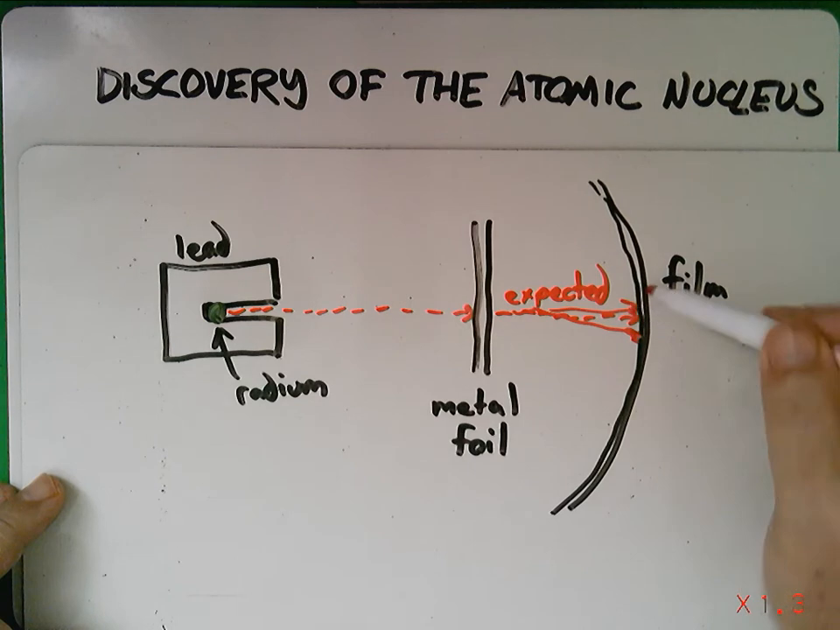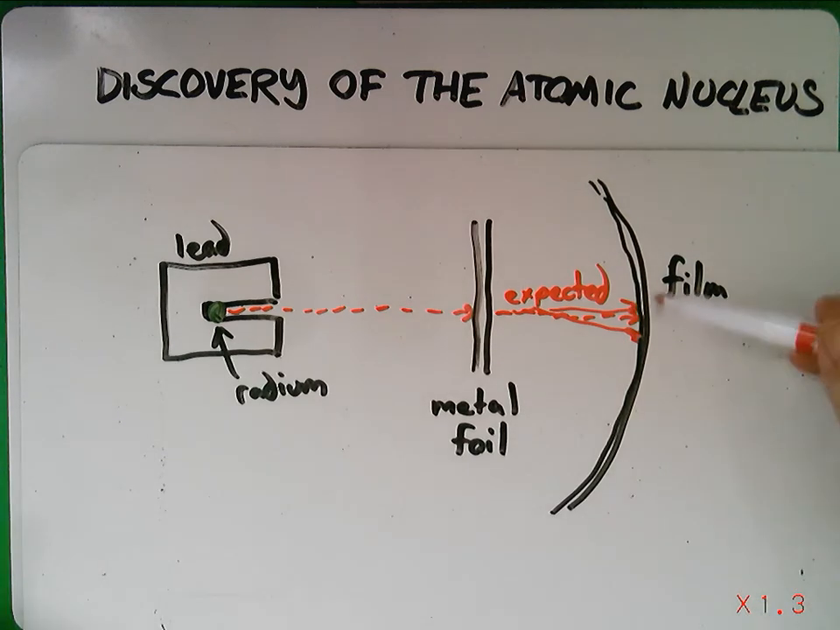And from how much the alpha particle impacts fanned out, he was hoping to figure out something about how concentrated the positive charge was going to be. So that's what he expected. What he got was a different story. Here's what he actually got.